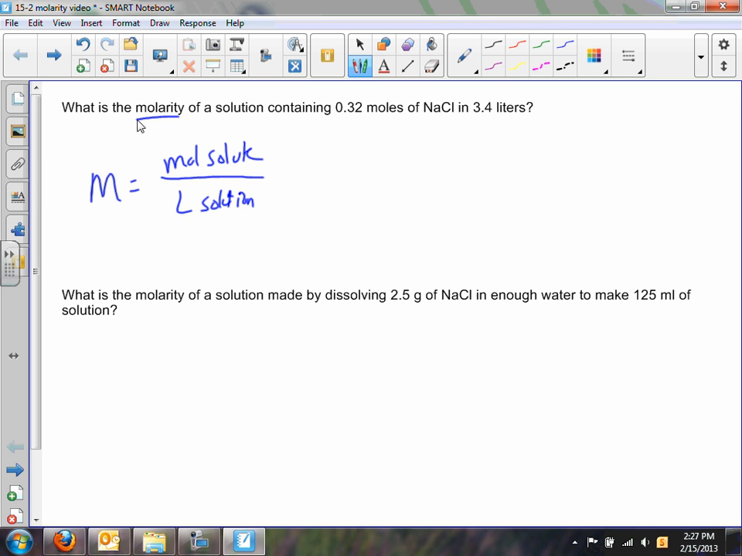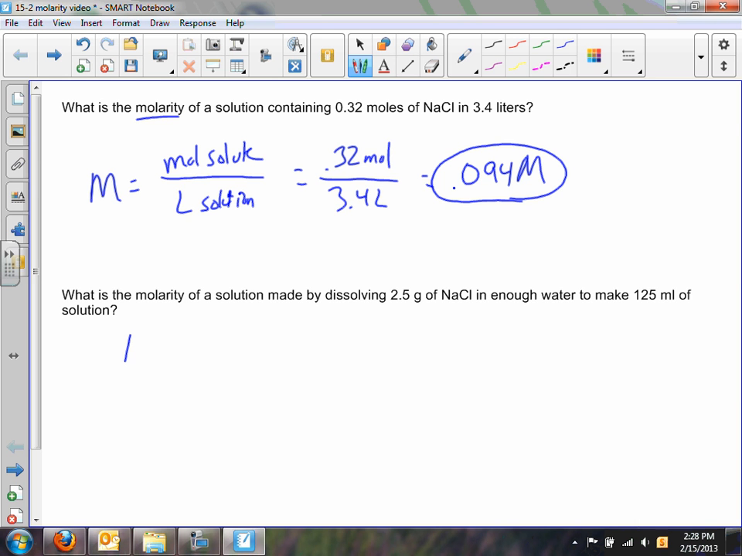You have 0.32 moles of salt being dissolved in 3.4 liters of solution. When you take your 0.32 divided by 3.4, you end up with two significant digits, having 0.094 molar, capital M, moles per liter.